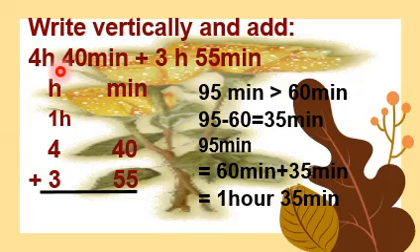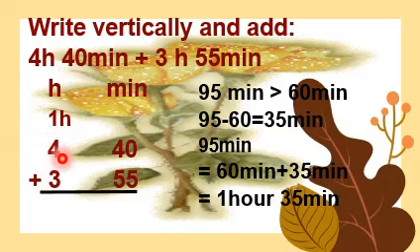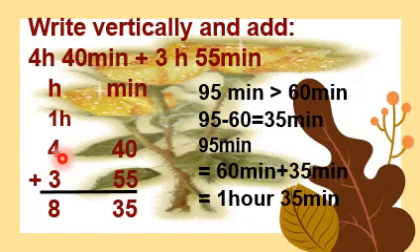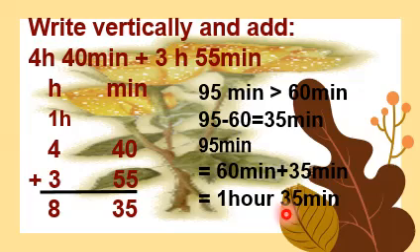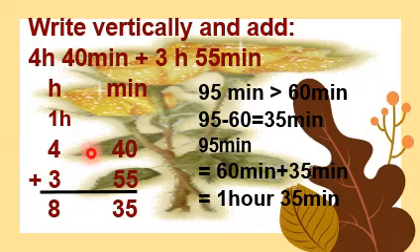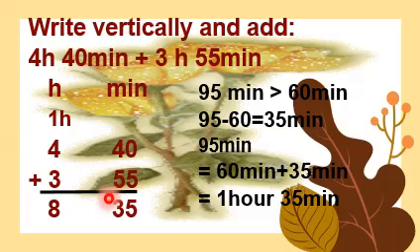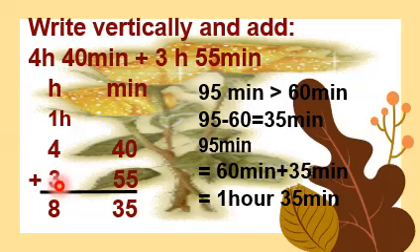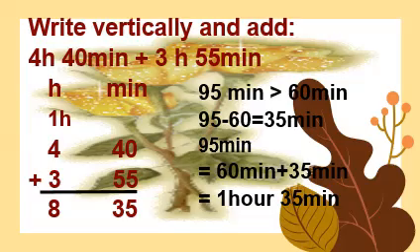Now 1 hour is carried to the hour column. Now we will add 1 plus 4 plus 3, which is equal to 8, and the answer is 8 hours and 35 minutes. These are 35 minutes because the hour was carried to the hour column. So how many minutes are there in the minutes column? The 35 minutes. And 1 hour plus 4 hours plus 3 hours is 8 hours. So the final answer is 8 hours and 35 minutes.